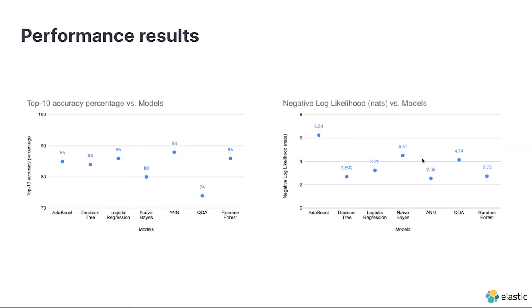And of course, log loss, because it's a loss, lower is better, and we see the best log loss from the neural net. And again, good performance from the random forest as well, but not quite as good.